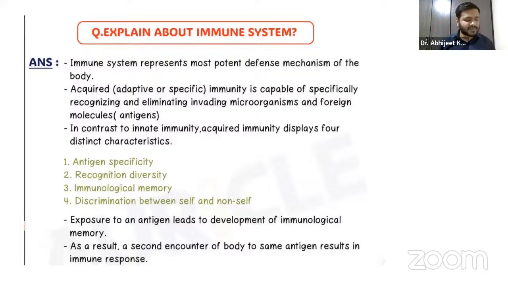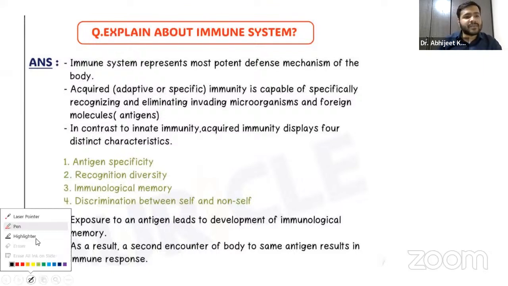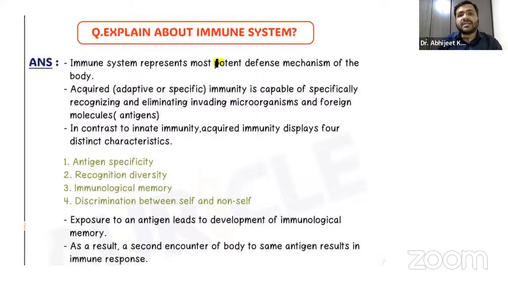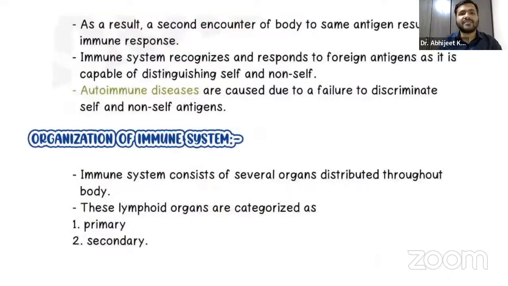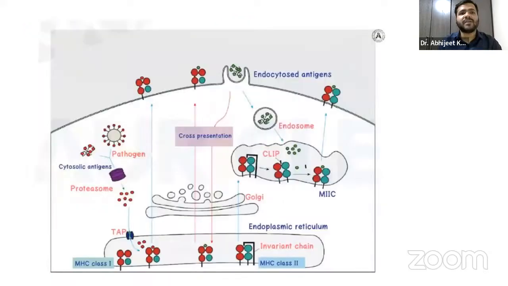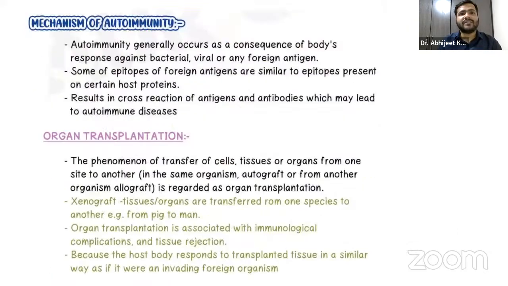So let us just start with the immune system, guys. The immune system basically represents the potent defense mechanism of the body. Now immunity is basically of two types. So let us first discuss it in our own way, then I will be coming to the question also.